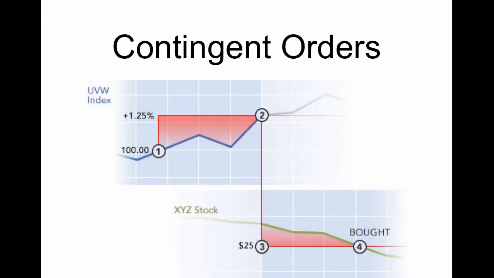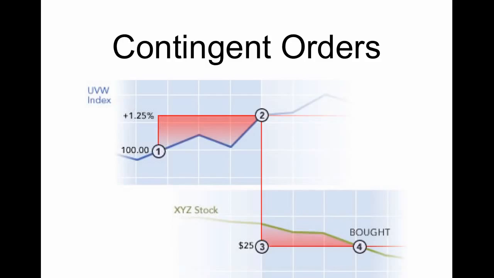The first one we're going to take a look at today is just the regular contingent order. This is one where you have an index or a stock or whatever you want to trade, and you place a contingent order to either buy or sell the security. So in this case with the UVW index, let's say that you buy the index at $100. You're going to place a contingent order at 0.2 to sell whenever you get a 1.2% profit. That automatically triggers a sell signal, and you sell out of your index.